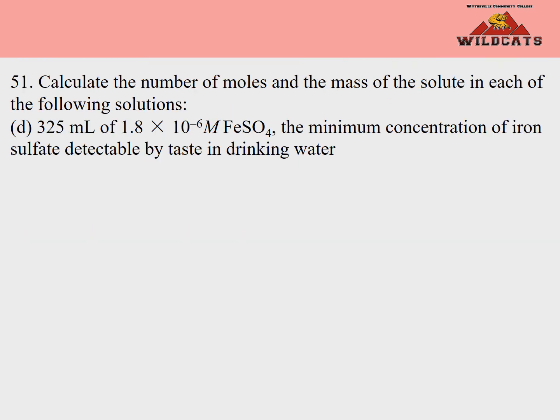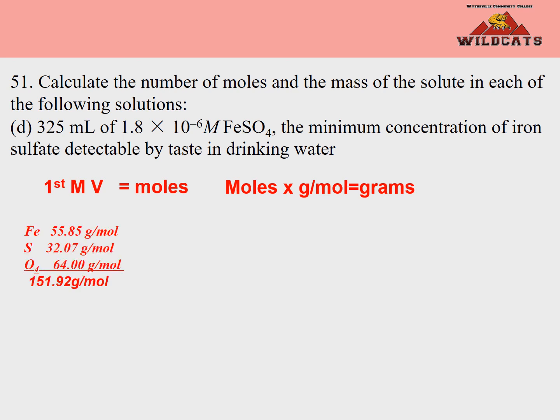This says calculate the number of moles and the mass of solute in each of the following, similar to the problem we just did. We've got 325 milliliters of 1.8 molar FeSO4. So first, M times V is moles, and then we'll take the moles times the molar mass to give us grams. So let's find the molar mass of FeSO4.